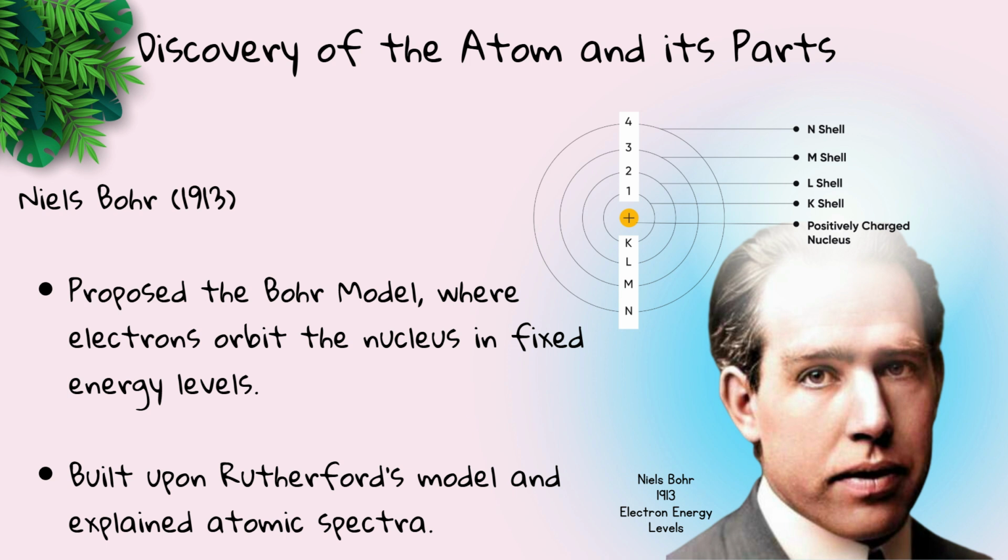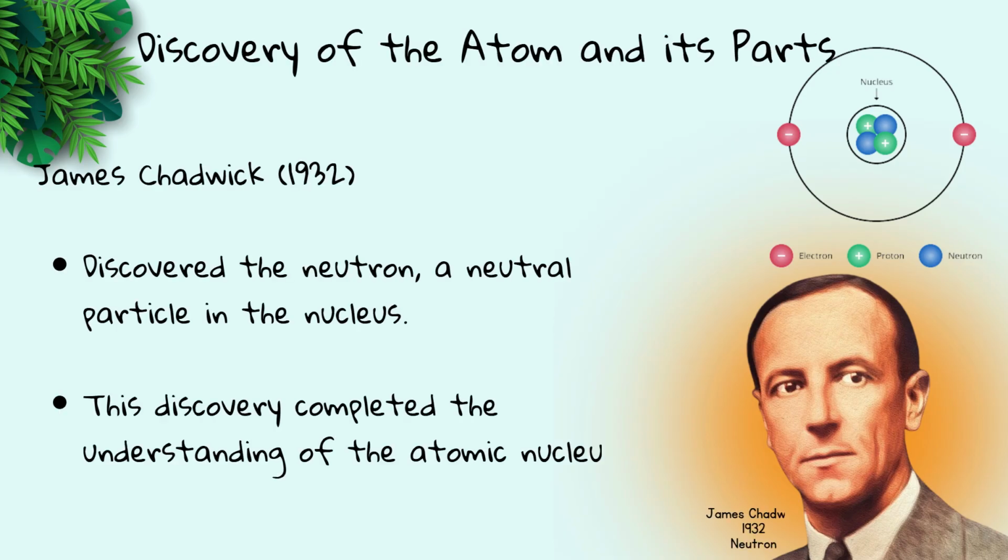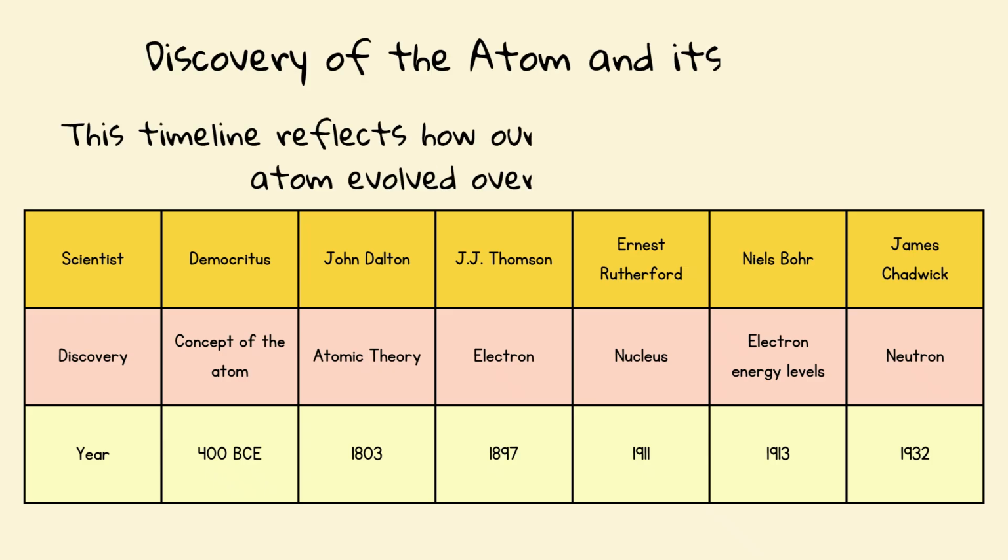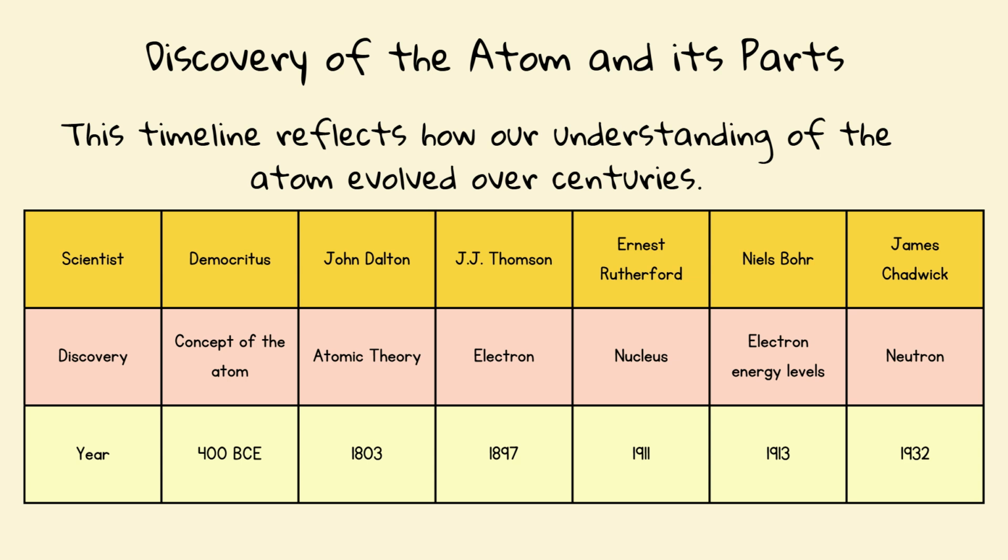Bohr proposed the Bohr model, where electrons orbit the nucleus in fixed energy levels. He built upon Rutherford's model and explained atomic spectra. Chadwick in 1932 discovered the neutron, a neutral particle in the nucleus. This discovery completed the understanding of the atomic nucleus. This timeline reflects how our understanding of the atom evolved over centuries.